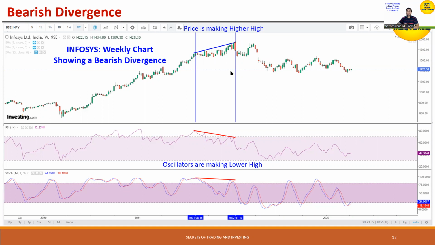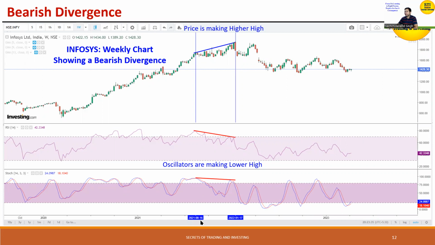Even though the price is going up, RSI is not accepting that move. RSI is not giving the strength to go higher because of the momentum the price has reached, because Infosys is one of the outperformer stocks. So the price keeps on moving from this point.